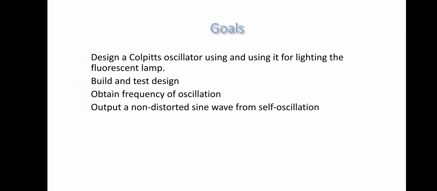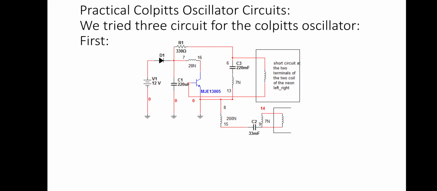Our goals are to design a Colpitts oscillator for lighting the fluorescent lamp, build and test the design, and obtain the frequency of oscillation. Then the output is a non-distorted sine wave from self-oscillation. So it is on a practical Colpitts oscillator circuit.